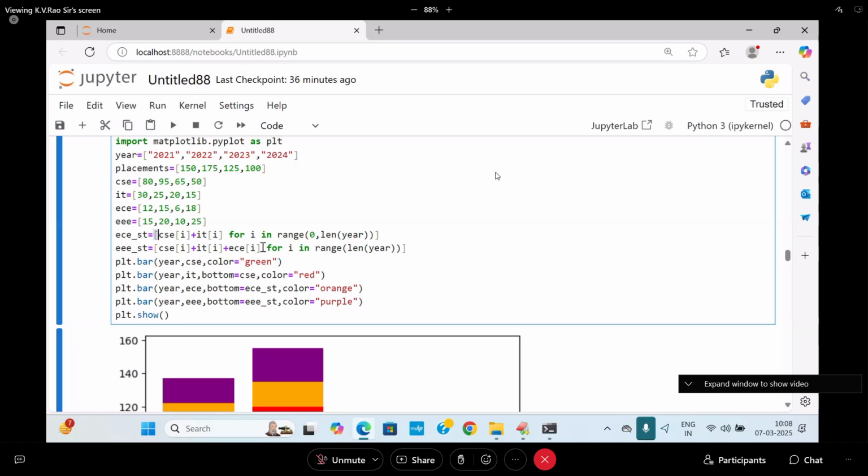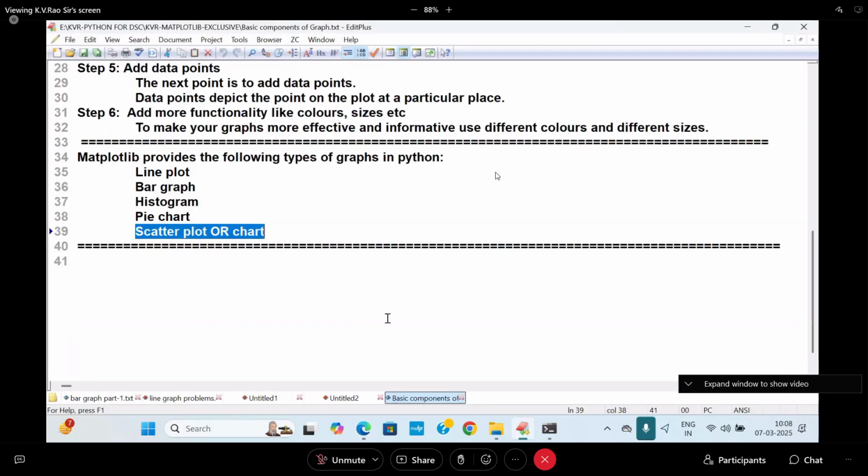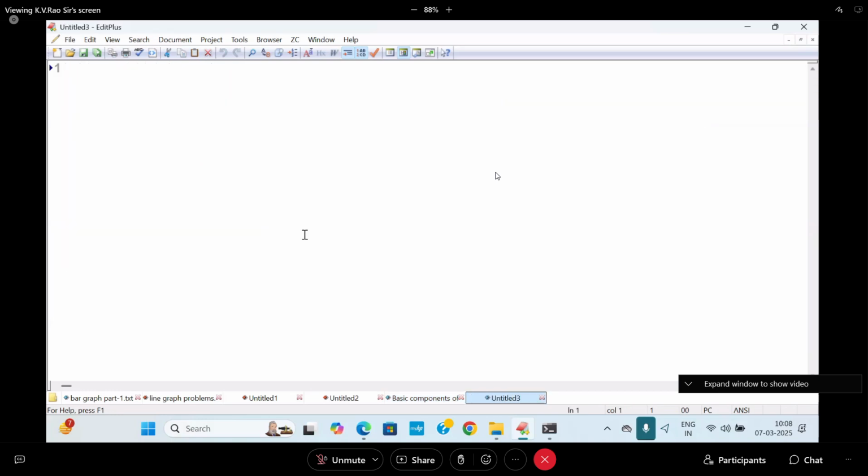Rohit Kumar, I think you asked about this logic. I think everybody understood this part. Now I'm going to enter into another plot called the scatter plot. So I'm going to introduce the scatter plot. Now what is the significance of the scatter plot? When I go for the scatter plot, we are going to understand it.